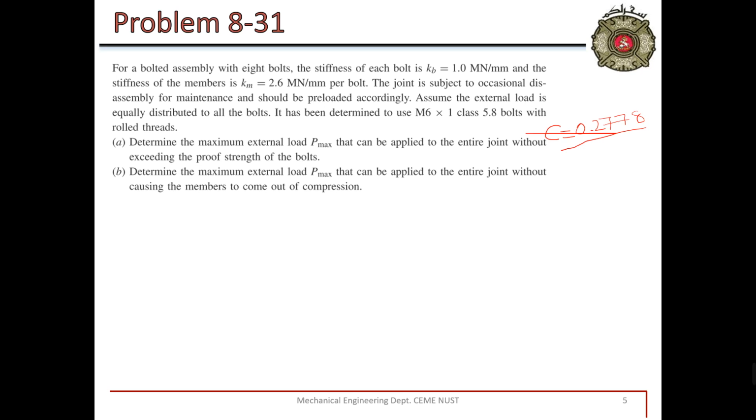The joint is subjected to occasional disassembly. It means that the maximum preload that can be applied is 0.75 SPA. And for SP, we know the value for a class 5.8 bolt. Just check table 8-11 for class 5.8 bolt. SP is given in table 8-11, which is 380 MPa.